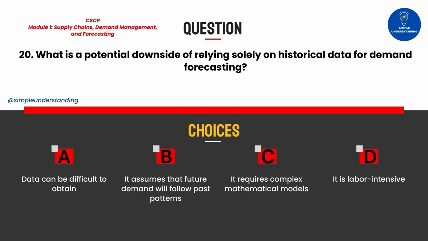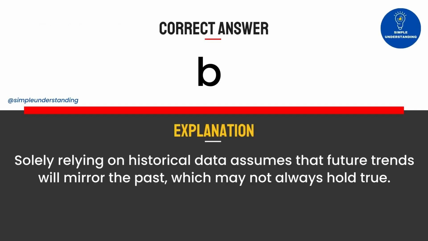20. What is a potential downside of relying solely on historical data for demand forecasting? A. Data can be difficult to obtain. B. It assumes that future demand will follow past patterns. C. It requires complex mathematical models. D. It is labor-intensive. Correct answer: B. Explanation: solely relying on historical data assumes that future trends will mirror the past, which may not always hold true.